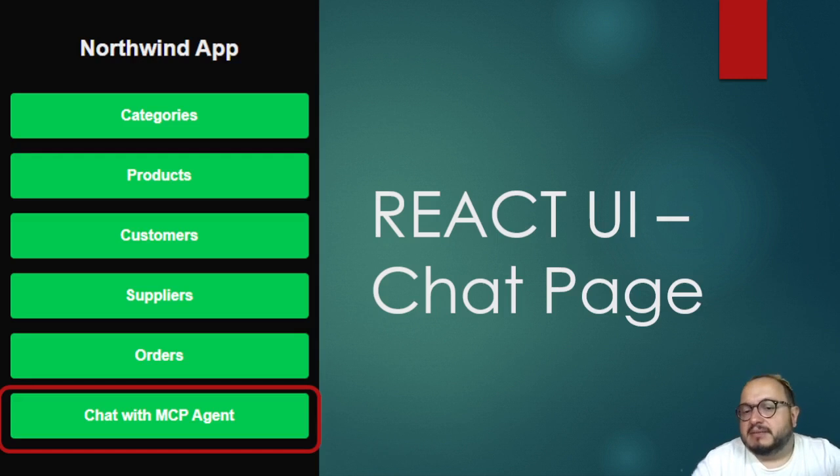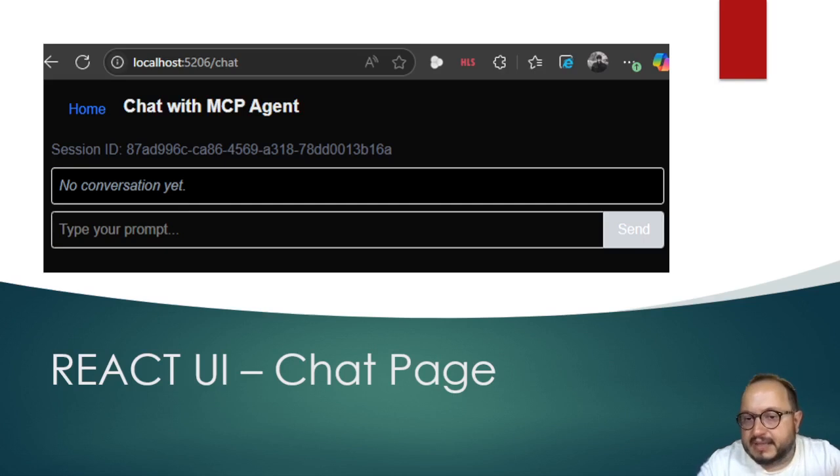Let's put a button to our new chat page. If we click it, we come here. In the end, let's make a demo along with testing the whole system. The initial chat page will look like this. There is no conversation and it expects you to type your prompt.